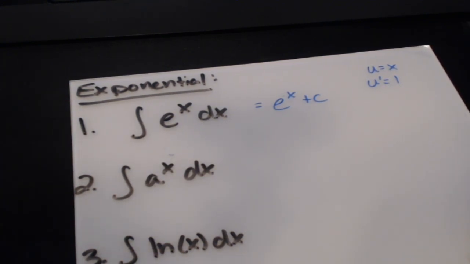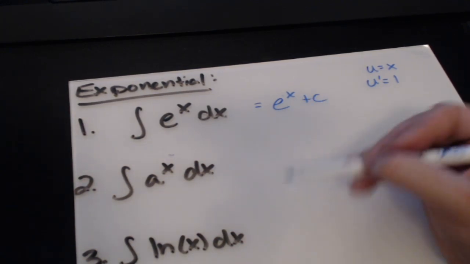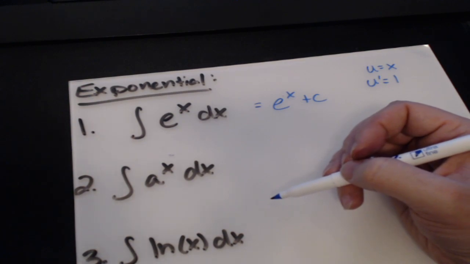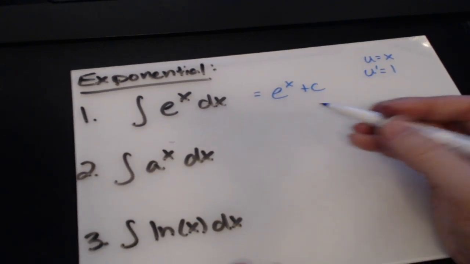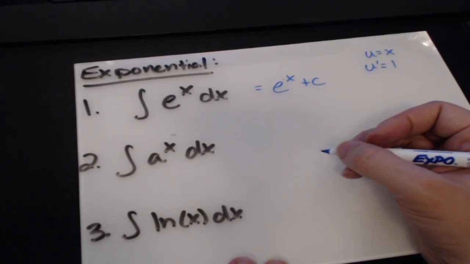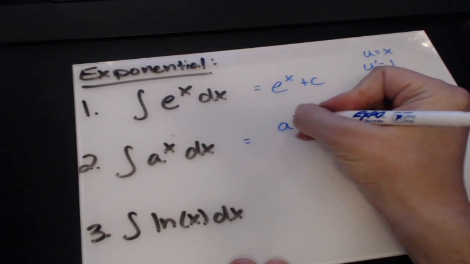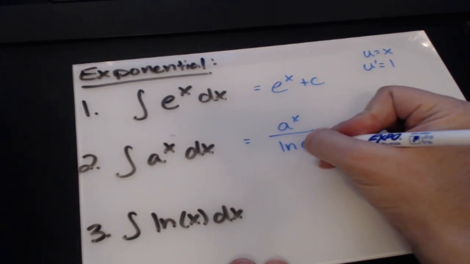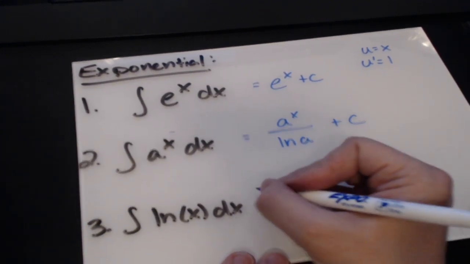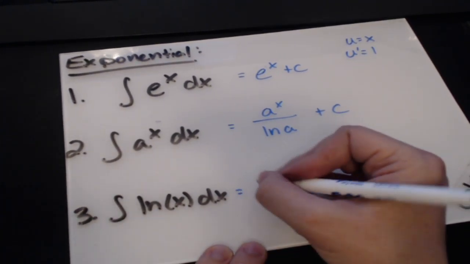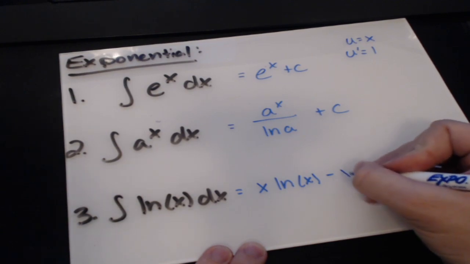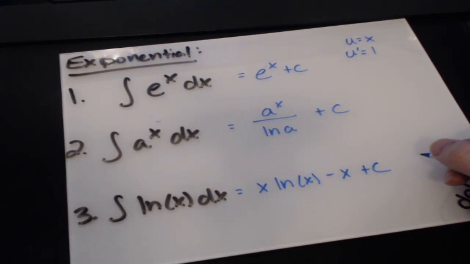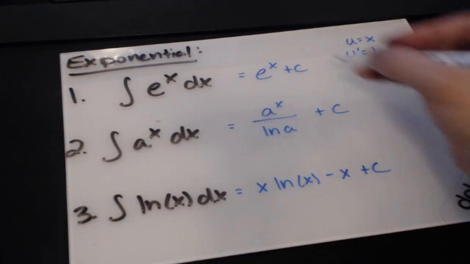All right, I'm just giving you some food for thought that you're going to see this at first, and then all of a sudden they're going to be like, oh yeah, by the way, you can do u prime. So as to not be caught off guard, I'm including that now for at least this first example. The second example here is you get a to the x over natural log of a plus c. And then for natural log of x, you get x natural log of x minus x plus c. It gives you some things to think about. Okay. These are the very beginner rules.